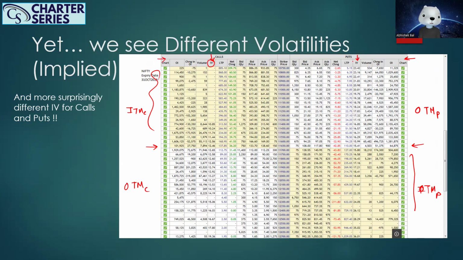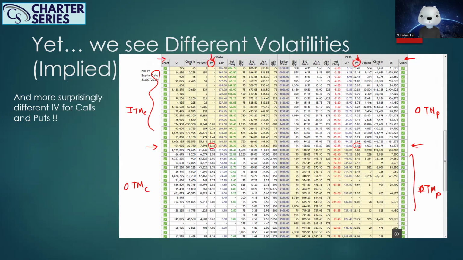You'd see, and I want you to pay special attention to this. At the money, call implied volatility is around 12.46. At the money, put implied volatility is 15.41. Both of them, mind you, are still pointing towards a single asset, and that is the index of Nifty itself.